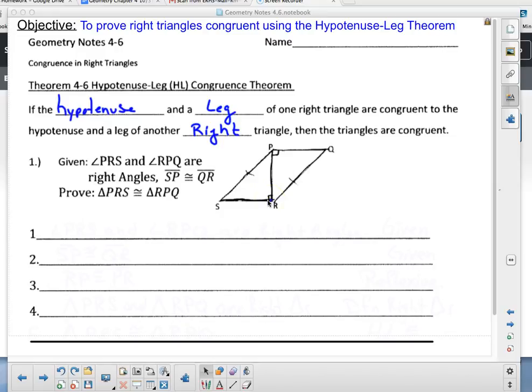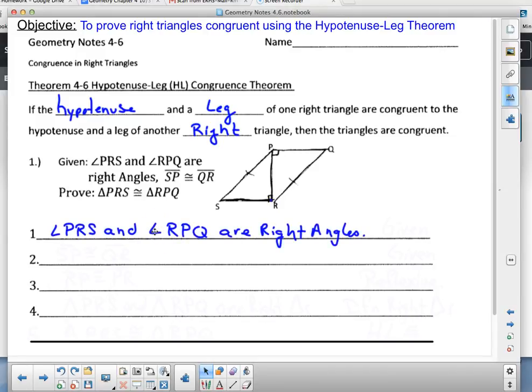But I'm going to state that in the proof when I do something like this. So I've got angle PRS and angle RPQ are right angles. Segment SP is congruent to segment QR. So that's marked here, and I've got my right angles. And remember, all right angles are congruent, and we're going to be good with that. But keep in mind, we don't go that route here. So I'm going to get my given down, and I've got that set up.